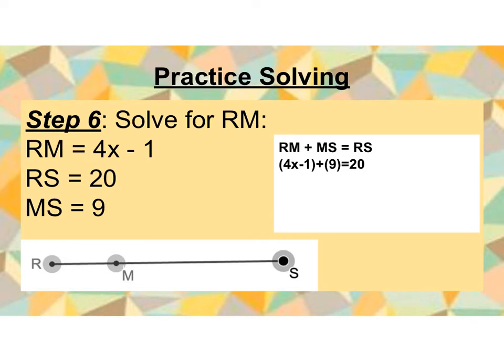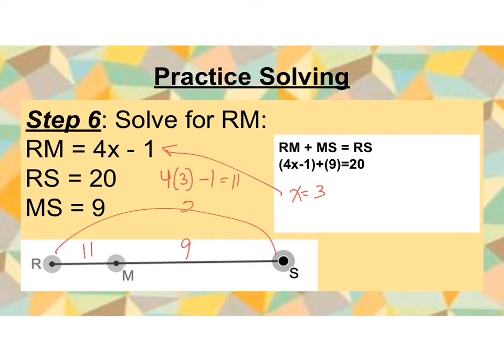When x equals 3, I'm then asked to solve for RM, so I want to plug it in there, and I have 4 times 3 minus 1, which is 11. So on my picture, I know that RM is 11, MS is 9, and the whole thing is 20. So it does check out because 9 plus 11 is 20. But if you notice, geometry pictures are not drawn to scale because RM looks smaller than MS.